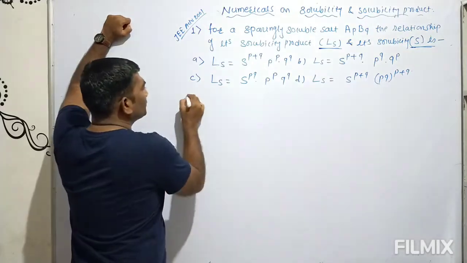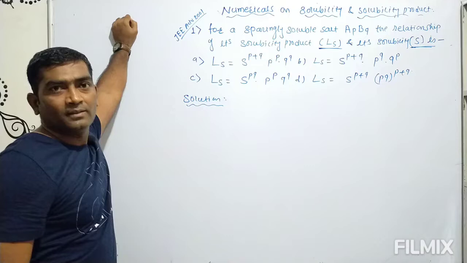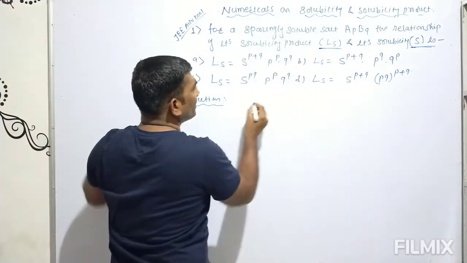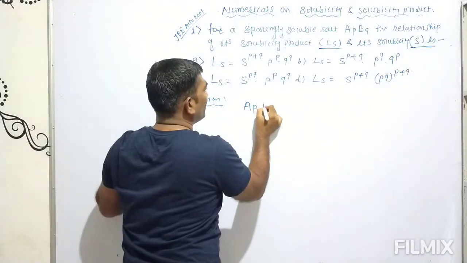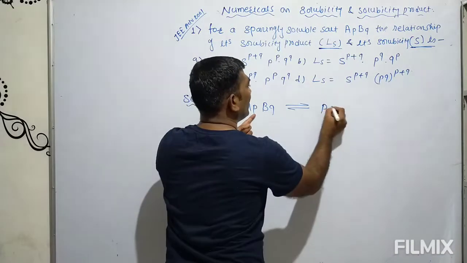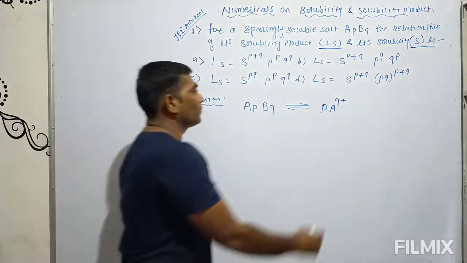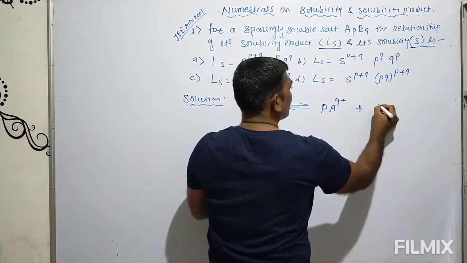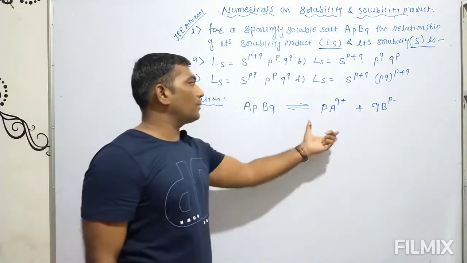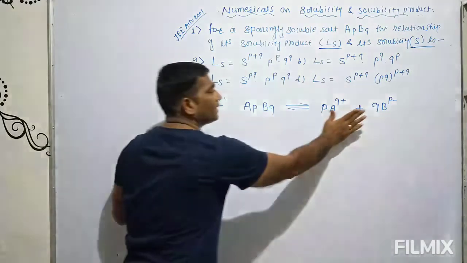Now the solution. Please solve this numerical by yourself. What is the solubility equilibrium for this salt ApBq? It will be ApBq giving P A with charge Q positive, plus Q B with charge P negative. Already we have discussed this derivation in an earlier video, so please watch that video so that you can understand this easily.